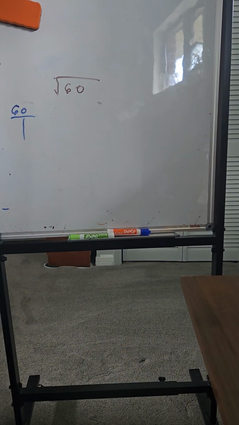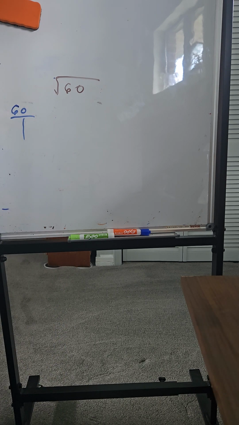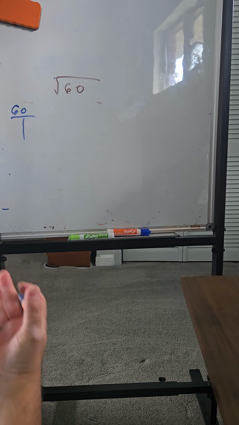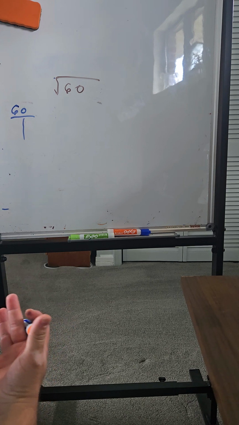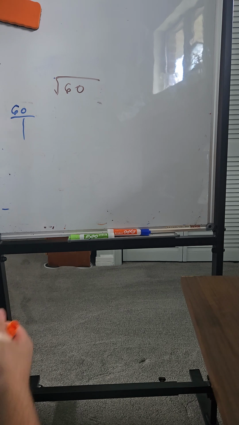Hi, today we're going to be talking about simplifying square roots. What we're going to be looking for is a perfect square that is a factor of whatever number is under the radical that is not 1. This is of course assuming that the number under the radical itself is not a perfect square. If it is, go ahead and just simplify that out. And we'll go from there.